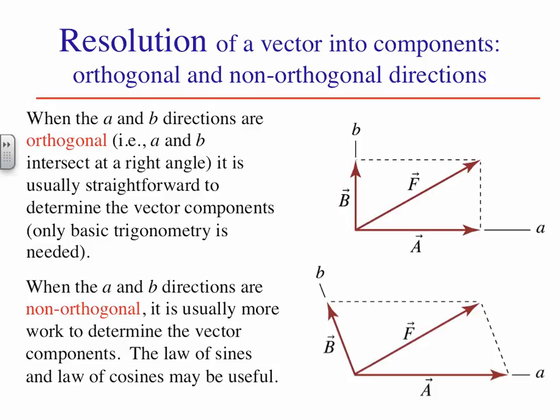Orthogonal decomposition is straightforward. If we know the magnitude of F and the angle, we'll call it theta, that it makes with one of the axes, the magnitudes of its component vectors follow directly from the definition of sines and cosines. In this case, sine of theta is defined as the ratio of the opposite side over the hypotenuse, so that's B over F, and therefore we can write B as F sine theta. Cosine theta is defined as the ratio of the adjacent over the hypotenuse, and that immediately gives us that A is equal to F cosine theta.